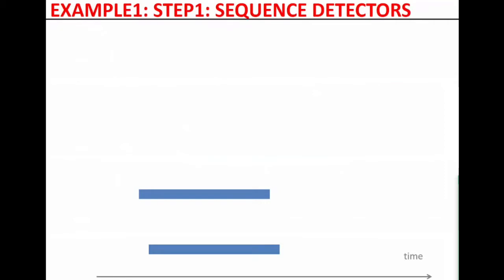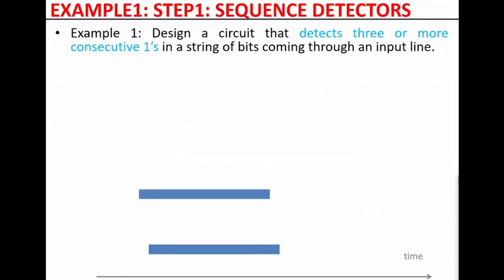So, step 1, we are going to look at what we call sequence detectors. Somebody gives you a question. Design a circuit that detects 3 or more consecutive 1s in a string of bits coming through an input line. You've got a serial line coming into your circuit. Somebody is busy pumping in bits 0, 1, 0, 1. You want your circuit to detect if 3 or more consecutive ones, not a 0 in between, have come through the input line.